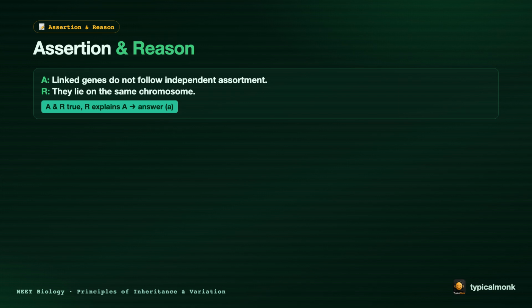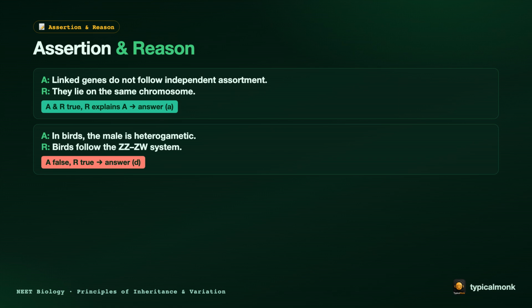Now the first drill, assertion and reason. Each time, ask, is A true? Is R true? And does R explain A? First, A: linked genes do not follow independent assortment. R: they lie on the same chromosome. Both are true, and R explains A. So the answer is A.